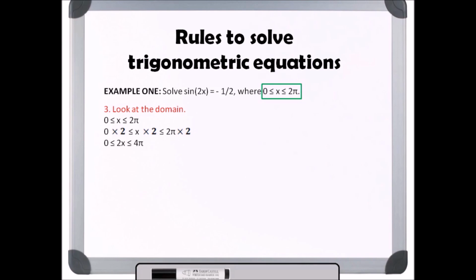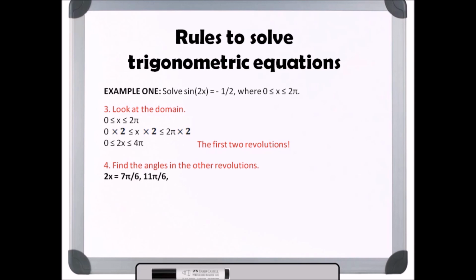What's the purpose of looking at the manipulated domain? By looking at this manipulated domain, we know that 2x can exist within the first two revolutions, with the first one between 0 and 2 pi, and the second one between 2 pi and 4 pi, which leads us to step 4. Find the angles in the other revolutions. From step 2, we've already figured out our two first revolution angles, which are 7 pi on 6 and 11 pi on 6.